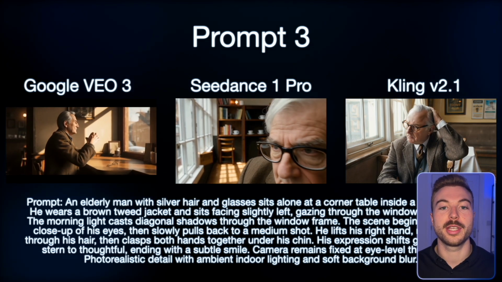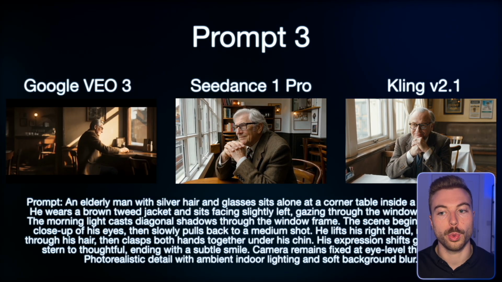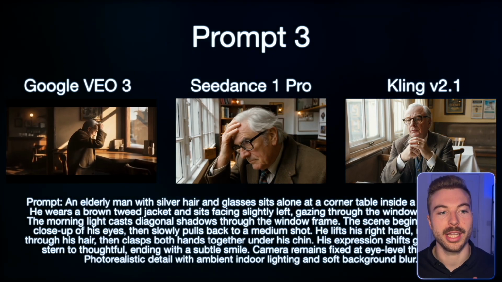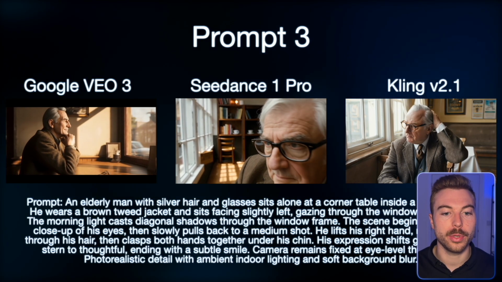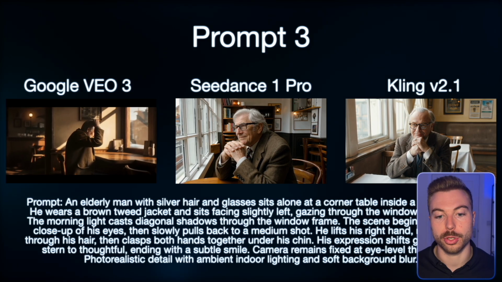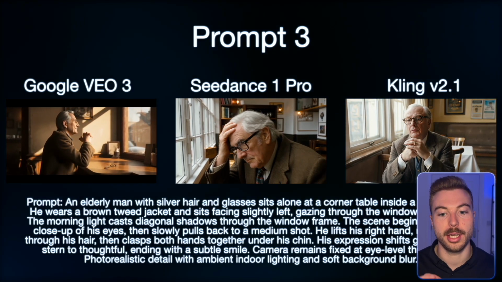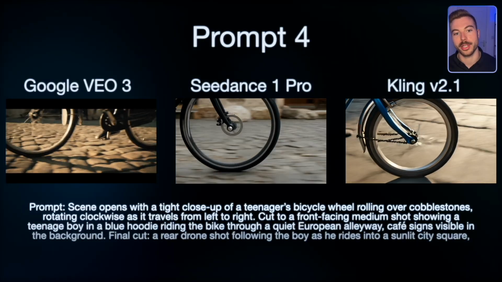Now, which one do I think is best for prompt number 3? Well, I'm going to put Seedance as number 1, and then Kling number 2, and then Google number 3. I think Seedance has performed incredibly well with this. It's the right hand movement. It looks really realistic for the suit jacket, the setting, the scene. This is definitely something that you could use in a film or short story on this output.